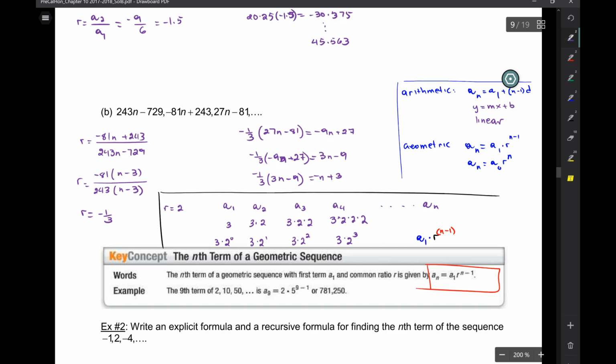So now what? Okay, so AN, is that changing? It's changing, we call that Y. A naught, is that changing? No, let's just call that A. R, is that changing? Let's just call that B. N, is that changing? It's changing. What does that look like? It's an exponential function.